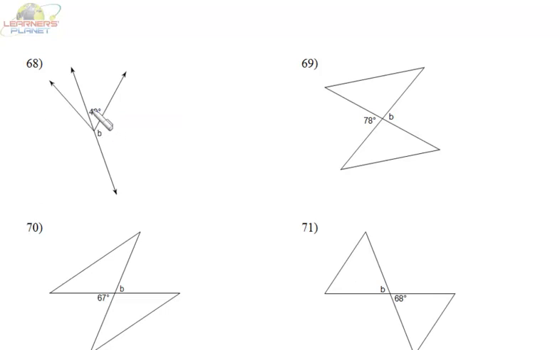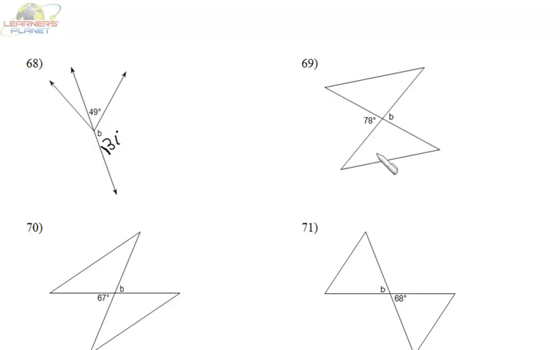Here we can see this line is a straight line. So 49 plus B is 180. This is a straight line. So 49 plus B is 180. That means B will be 131 degree. Okay.